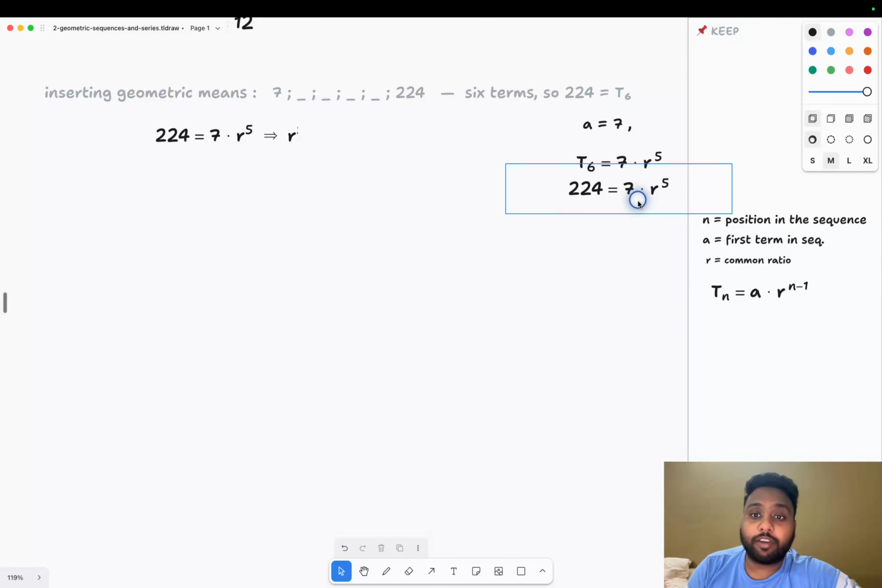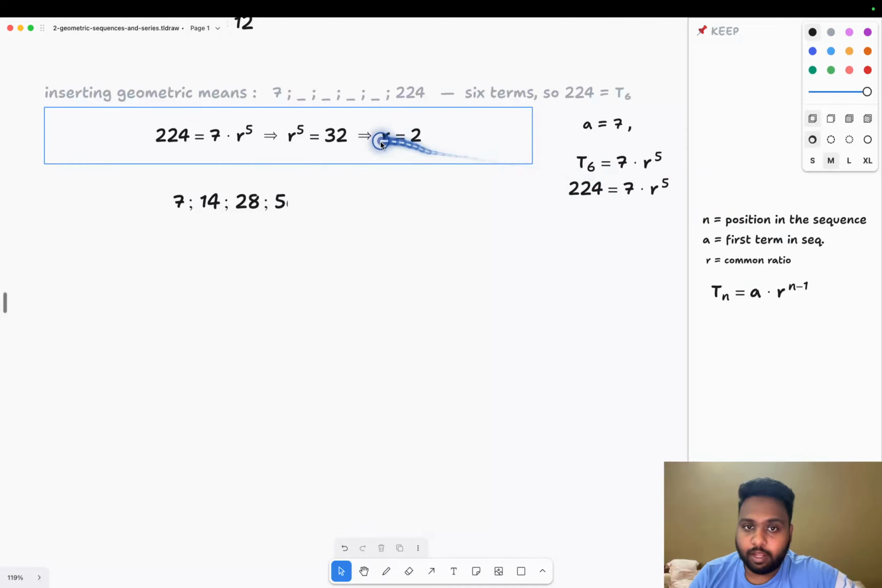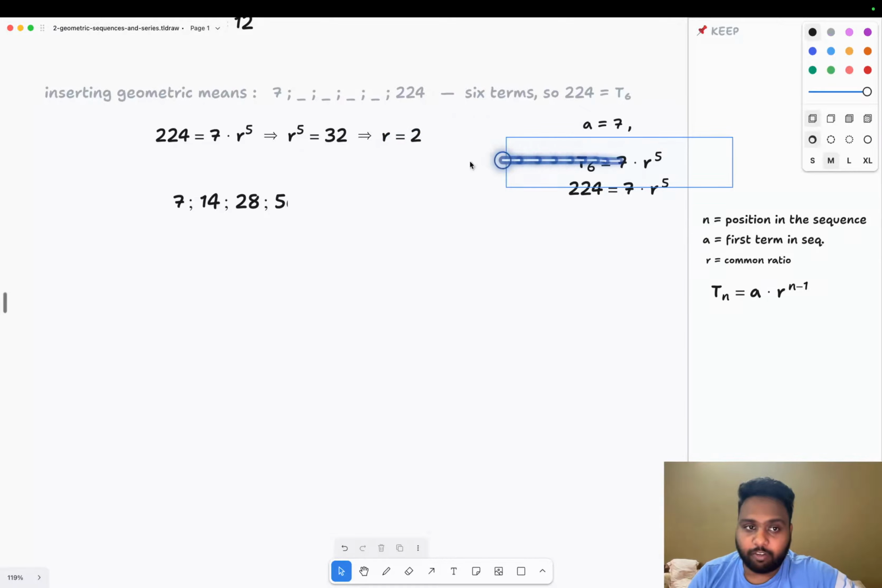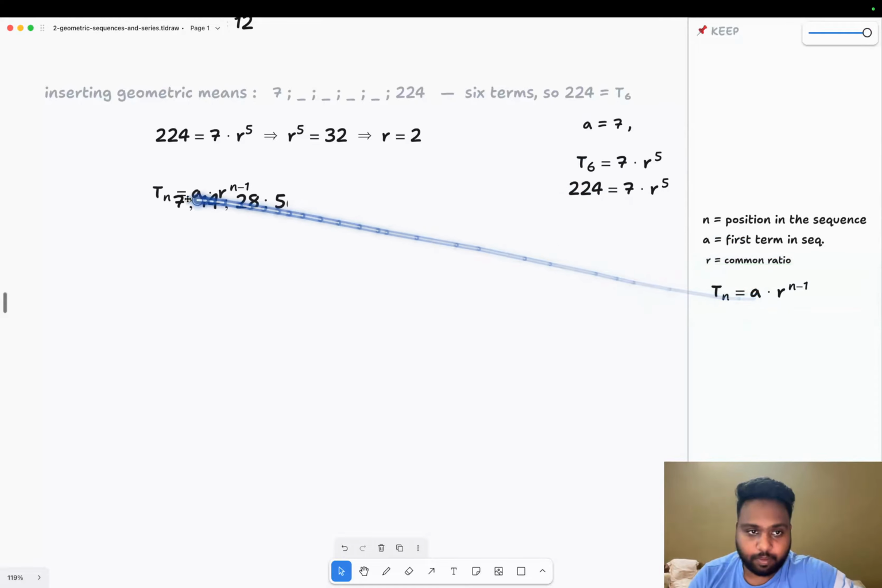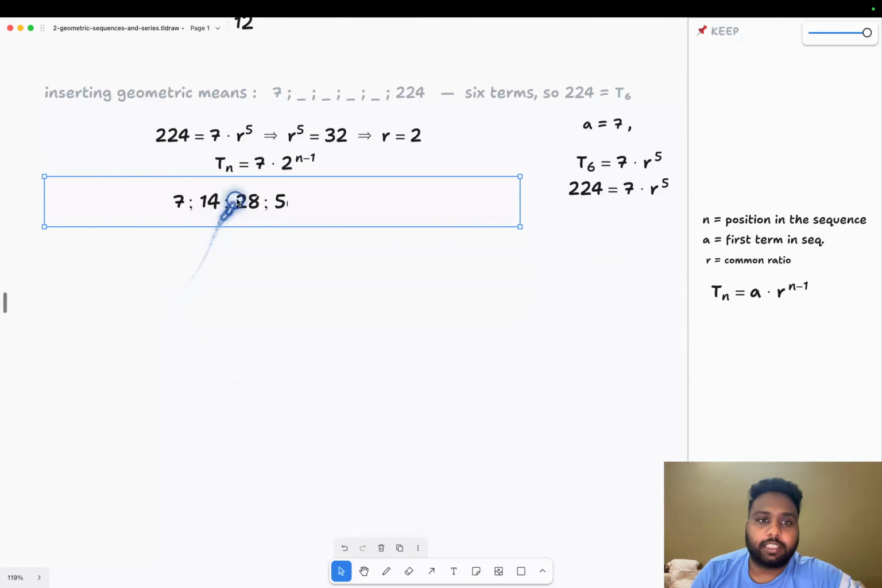See, 224 is equal to 7r to the power of 5. And now we can just say r to the power of 5 is equal to 32, since 224 divided by 7 is 32. So r is equal to 2, because 2 to the power of 5 is 32. So now we have the general formula. Now we have the value of r. Then what is our t of n going to be? The t of n is going to be 7 times r, the value of r is 2, to the power of n minus 1. This is our t of n.